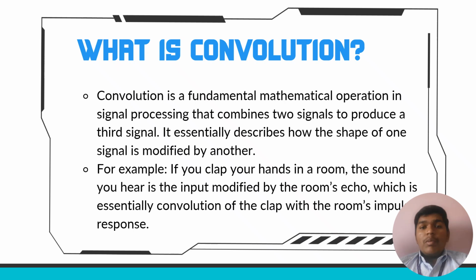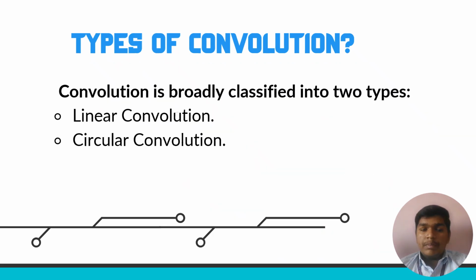Convolution is a mathematical operation that combines two signals to produce a third signal. It shows how a signal modifies the shape of another. For example, when we clap in a room, the echo we hear is the convolution of our clap with the help of the room's impulse response. In simple terms, convolution helps us to understand how a system responds to the input.